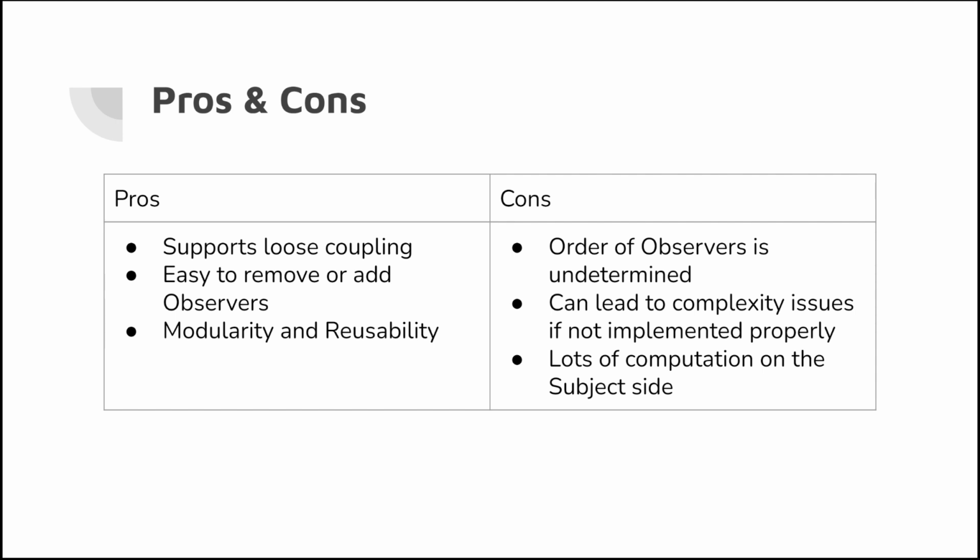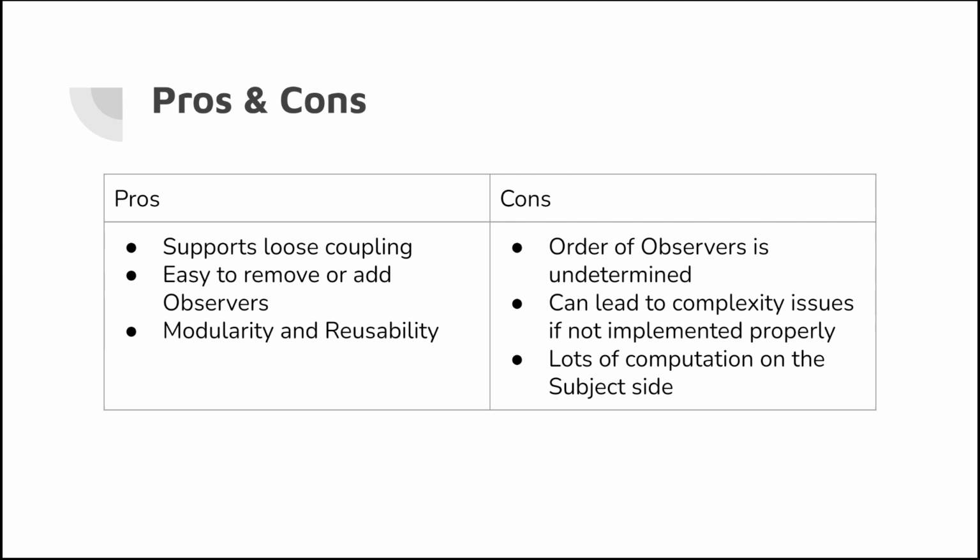It's also easy to add or remove observers from these subjects, which makes it very good if you want to have multiple interchangeable observers. The cons of using this design pattern is that the order of the observers is undetermined in the subjects. This means that if you need to be updating these observers in a specific order, this might not work for you. It can also lead to complexity issues if it's not implemented properly.